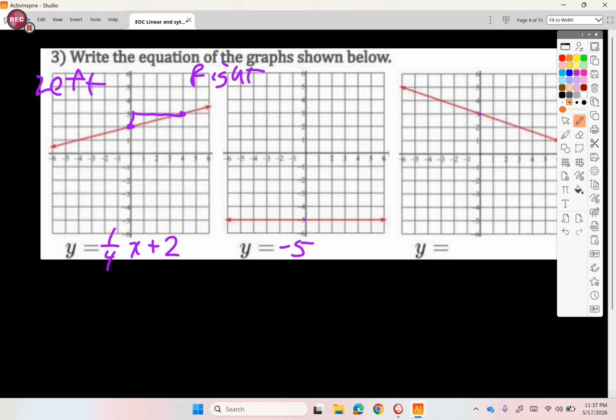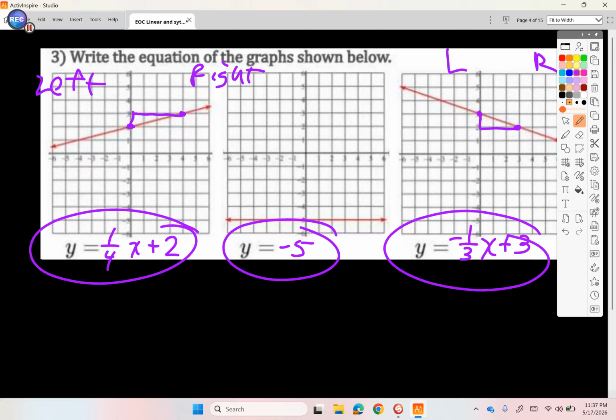And on this last one here, right, +3, y-intercept, and this time the slope from left to right is down 1, right 3. So the slope has to be negative, so -1 over 3. That's it. That's how simple it is to make an equation. If you know how to graph it, the equation is very simple.